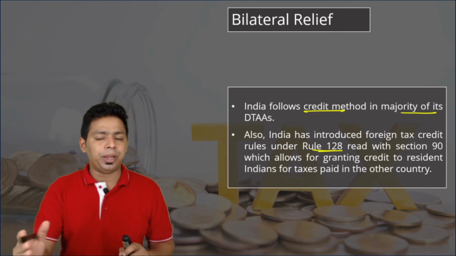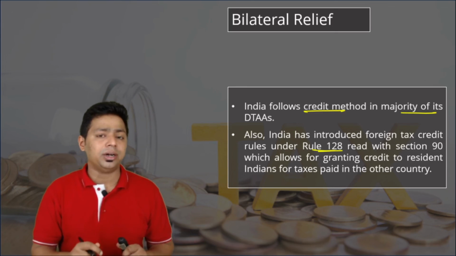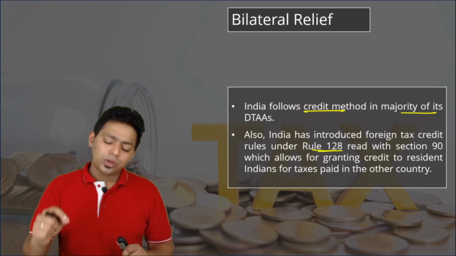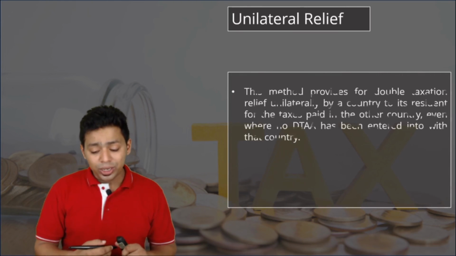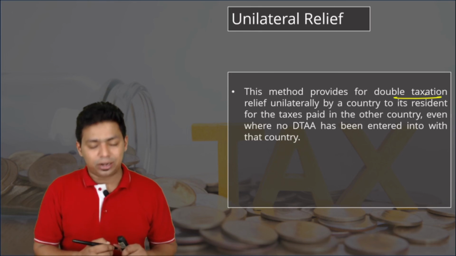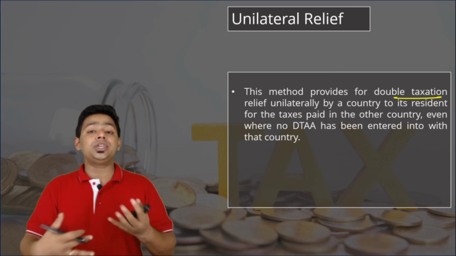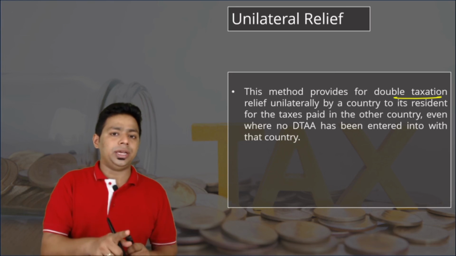It's not such a simple example that 2 lakh rupees you have paid there, now 2 lakh rupees credit will be available here. Due to MAT and AMT, a lot of recomputation has to happen. Because of that, we are having rule 128 in our syllabus. Unilateral relief. This method provides for double taxation relief unilaterally. Unilaterally means on our own, not in consultation with the foreign country. Unilateral relief is provided by India to Indian residents.